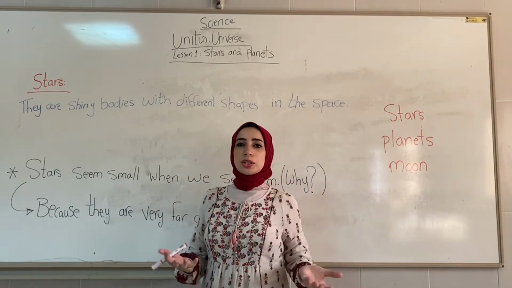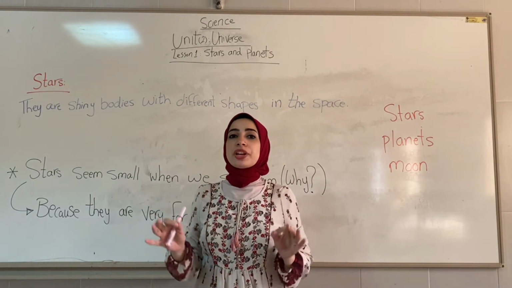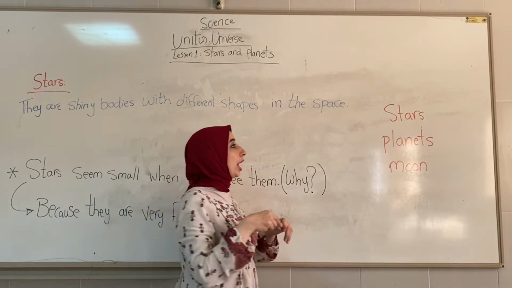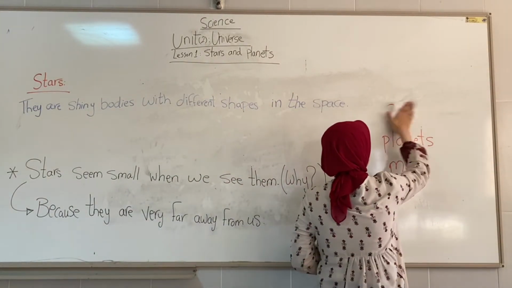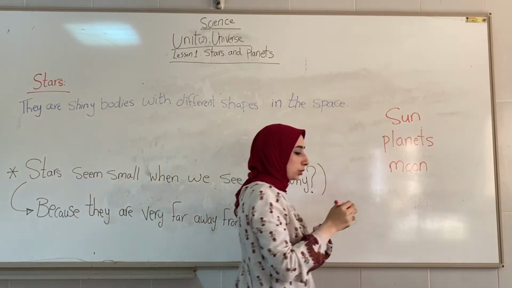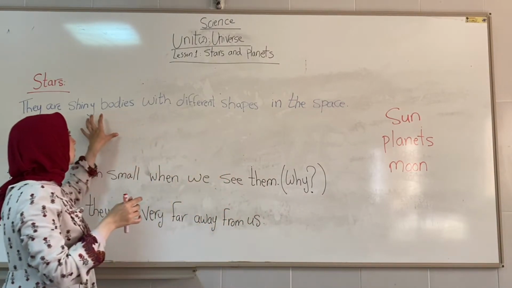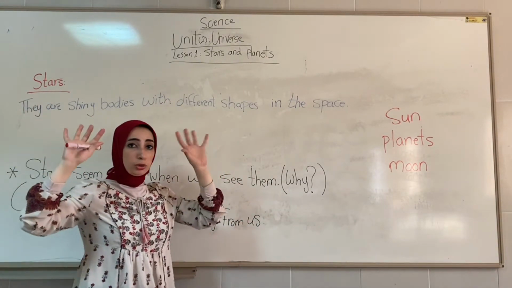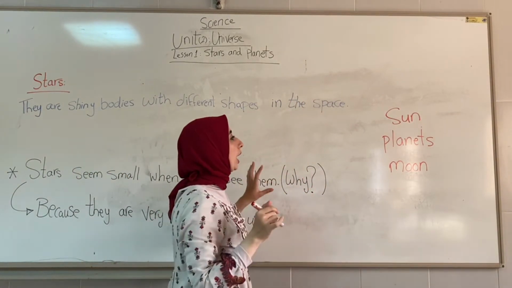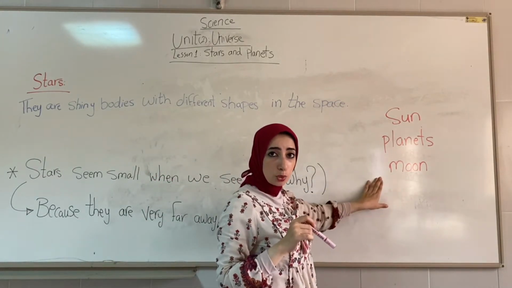Okay, so all of us know a special star. We see it every day. This star is called the sun, our sun. So the sun is a star. Why did I say the sun is a star? Because it is a shiny body. All of us see the sun is shining, right? Okay, so we have here the sun, planets, and the moon.